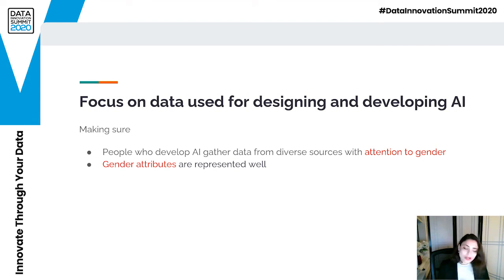Focus on the data that is used for designing and developing AI applications in your organization. What I mean by that is making sure the people who develop these AI algorithms gather data from diverse sources with an attention to gender. Also make sure that the gender attributes that need to be considered in designing these AI-based applications are represented in your data when you are designing them.